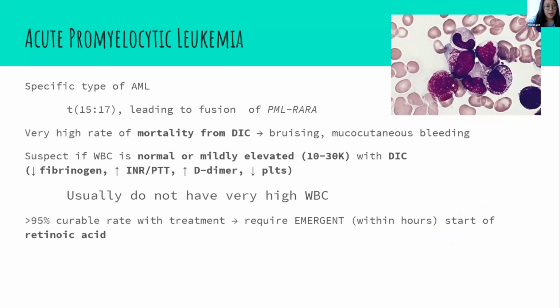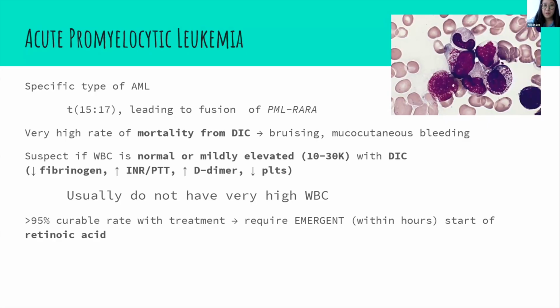And then lastly, I wanted to talk about a specific subtype of AML. It's called acute promyelocytic leukemia. The reason I want to talk about this is that it's a leukemia that doesn't have really high WBC counts in its presentation. It'll be normal or mildly elevated, usually 10,000 to 30,000 white blood cells. But this is the leukemia that you'll see very frequently with DIC. And once you have DIC, the mortality rate is really, really high, but it's very curable.